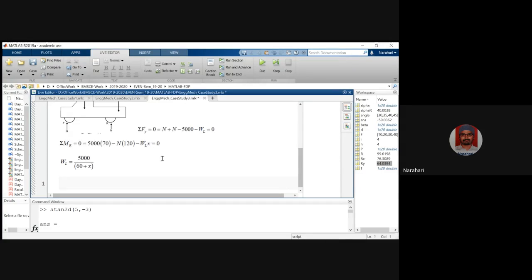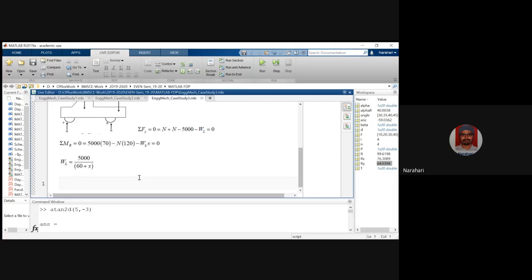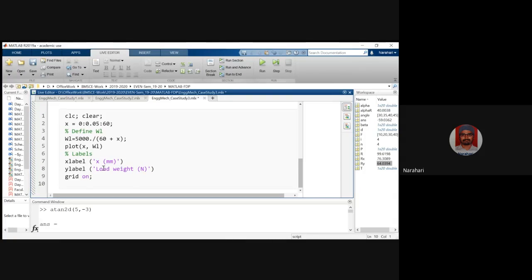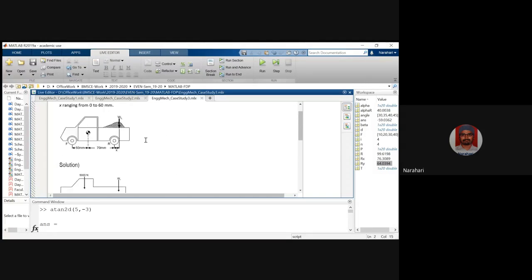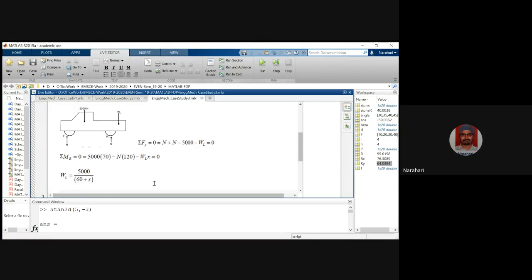So let me go to the code. Again, I'll copy paste the code here to save some time. I'll also copy paste this code in the chat window. I have given the code; you can see here hardly 3 lines of code. The only code that matters are the 3 lines. The rest of them are just extra lines. So this x is nothing but the vector which shows the variation of distance between 0 to 60 mm.